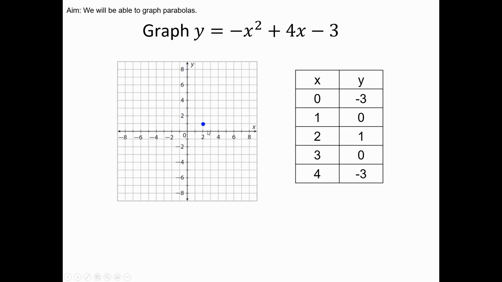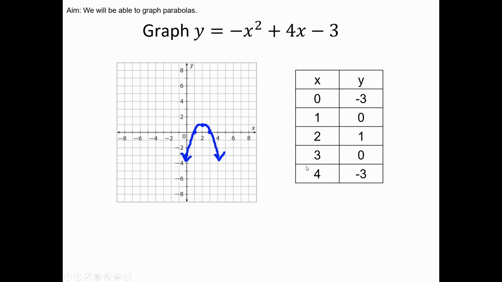So 0, negative. Oh, that's the vertex right here, (2, 1). Then I put the other points down right there. And then I draw a really terrible parabola by hand. But I'm forgetting something. What is that? Arrows. So that's how you graph this, guys.